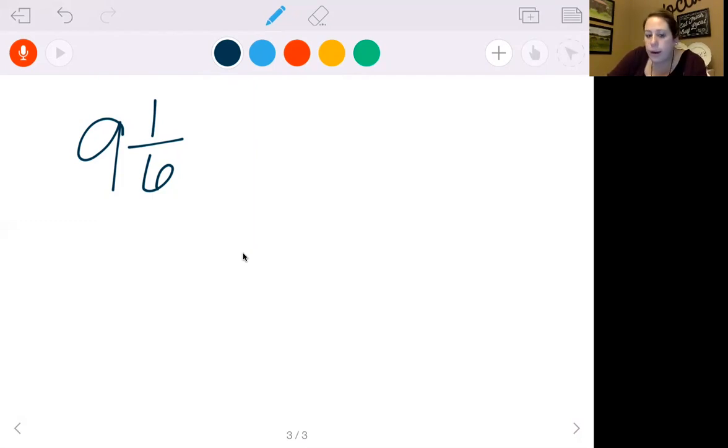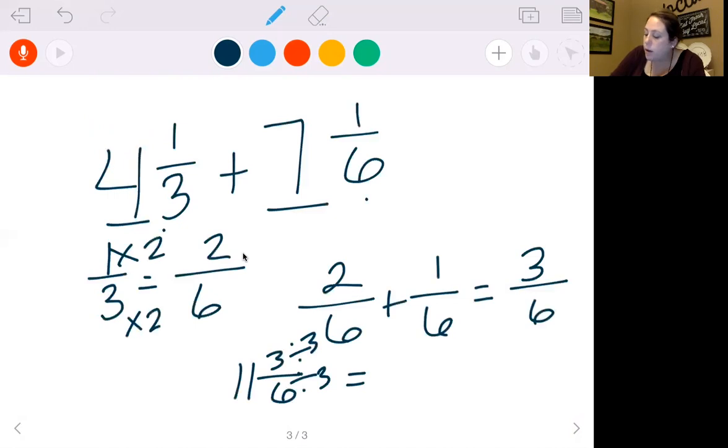Let's do 4 1/3 plus 7 1/6. I know that I can change that 3 over to 6. So 1/3 equals something over 6. 3 times 2 is 6. 1 times 2 is 2. So now I have 2/6 plus 1/6 equals 3/6. 7 plus 4 is 11, so I get 11 and 3/6, but it's not simplified. I can do 3 divided by 3, 3 divided by 3. 3 divided by 3 is 1, 6 divided by 3 is 2, you get 11 and a half.